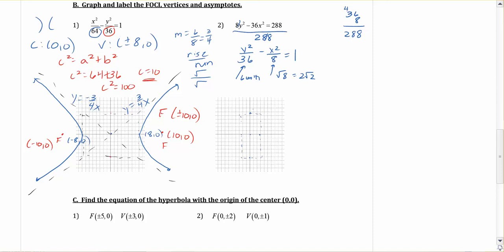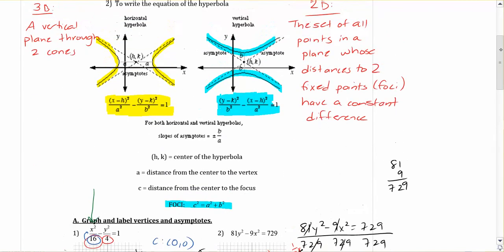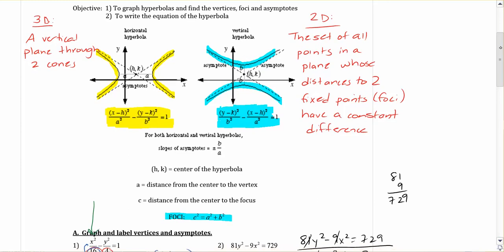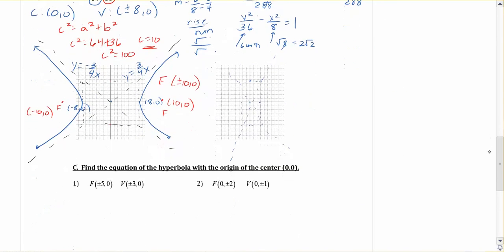Since I know the center, I'm going to draw my asymptotes through the corner to corner and the center. If y squared is first, let's scroll back up, if it's y squared minus, my hyperbola is going to be facing up and down, so I have a hyperbola up and down.